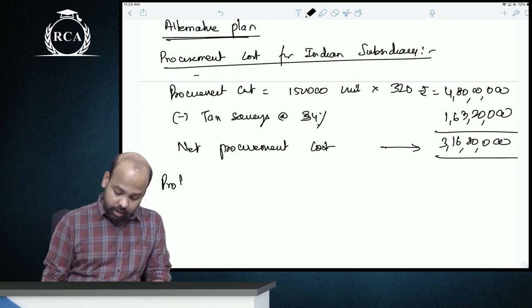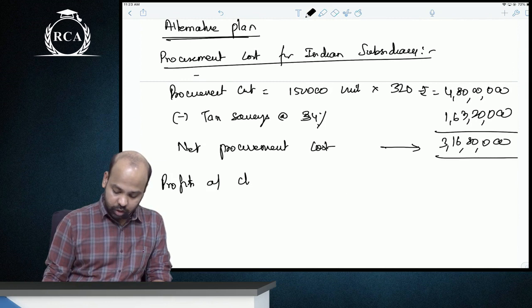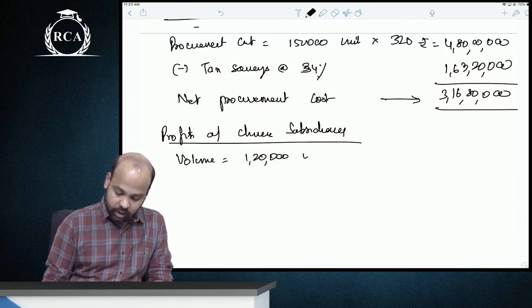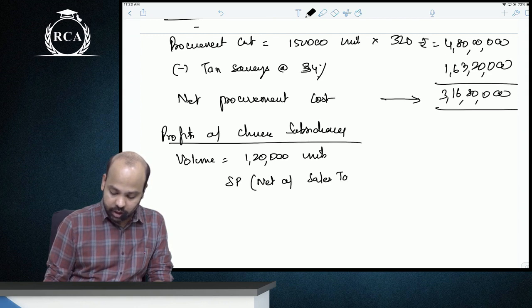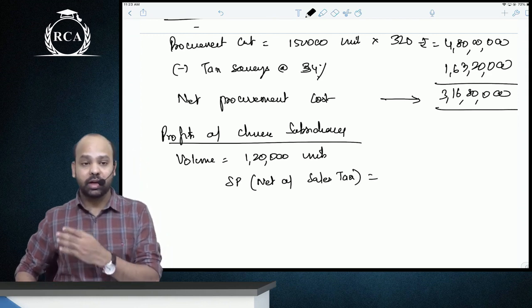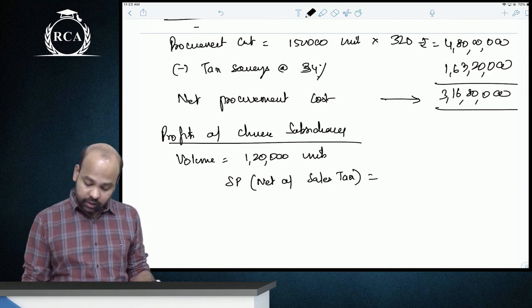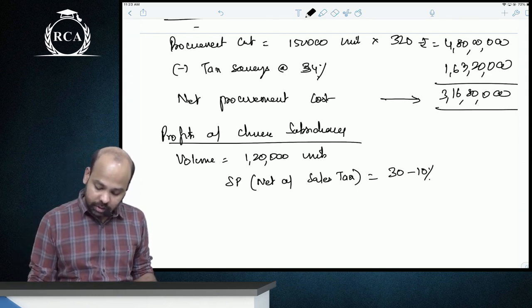But then if you talk about the profits of the Chinese subsidiary, though they are selling, their volume will now be only 1,20,000 units. Their selling price net of sales tax. Sales tax, they are not going to pocket it, even if they are collecting 30. Now don't say credit. Credit comes only on input purchases. So their selling price would be 30 minus 10%, CNY 27.